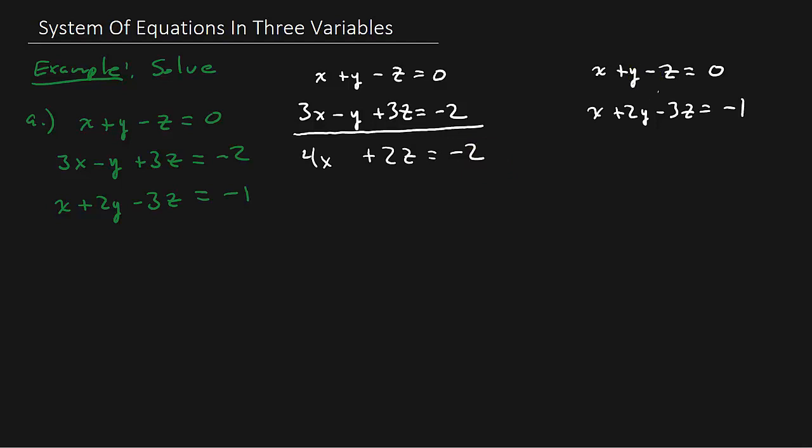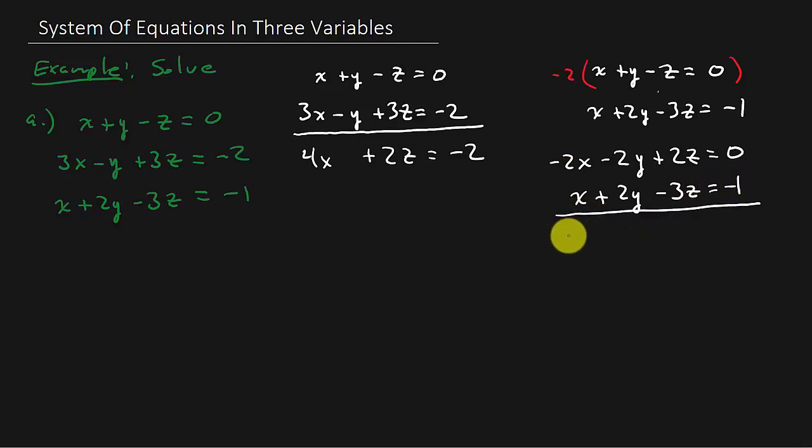Now let's eliminate the y in the other one. For this one, I need to multiply by -2, so I'm going to distribute. That's -2x minus 2y plus 2z equals 0. And then I've got x plus 2y minus 3z equals -1. And when I add, I get -x minus z equals -1.